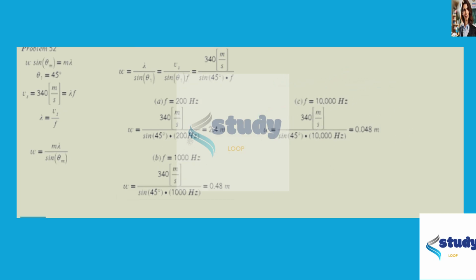So here we see that as the frequency increases, the opening of the stereo, which resembles a slit, must decrease. So as the frequency increases, the slit width must decrease such that that first diffraction minimum occurs at 45 degrees. So this concludes problem 52.